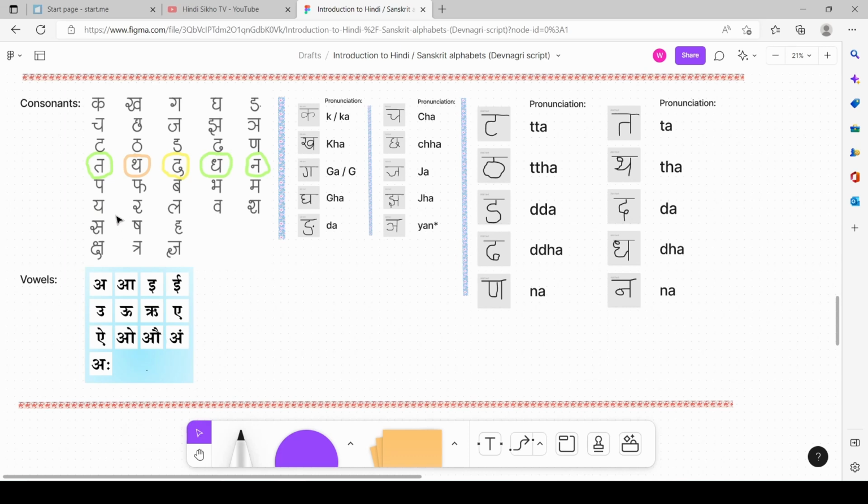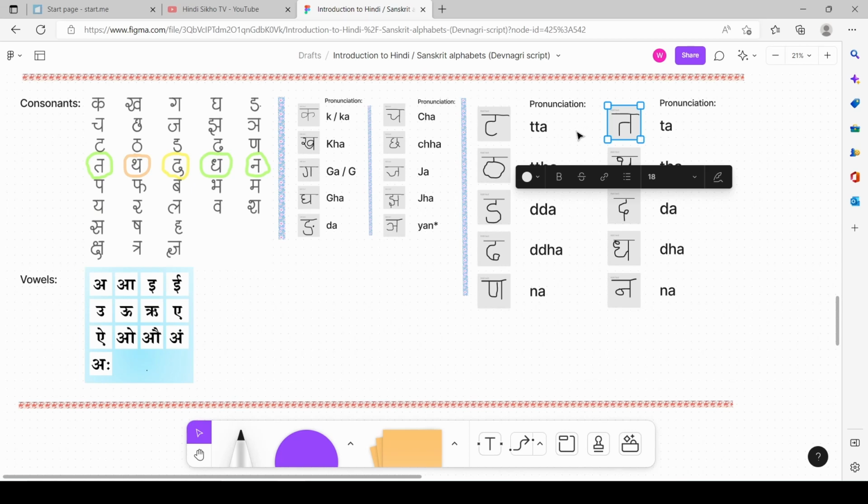The next ones are Ta, Tha, Da, Dha, Na. Notice how the pronunciation of these two columns are very similar. This is Ta, this is Ta.